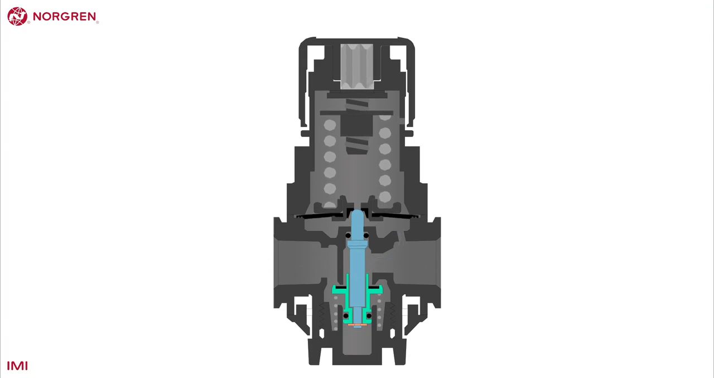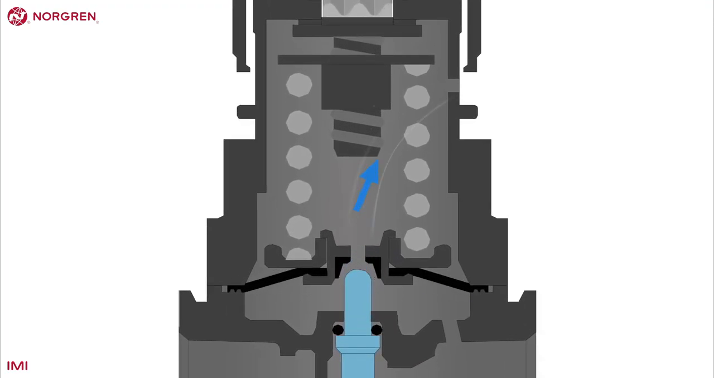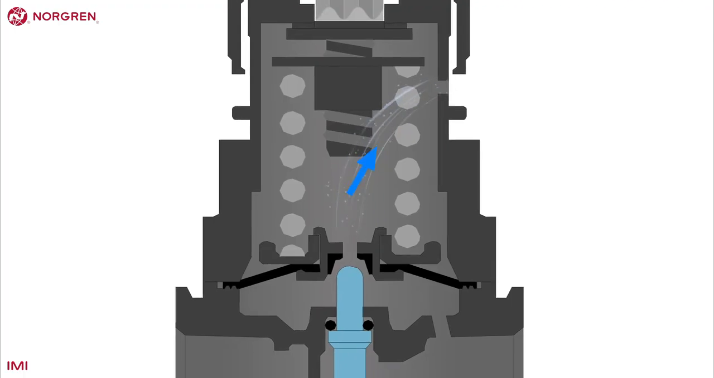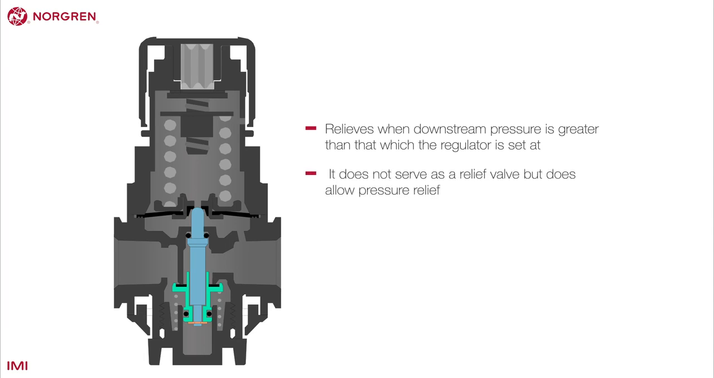This example is of a relieving regulator, which is standard. It allows air through the hole in the diaphragm assembly while adjusting the pressure, and relieves when downstream pressure is greater than that at which the regulator is set. It does not serve as a relief valve, but does allow pressure relief if the pressure is initially set too high and needs to be reduced.